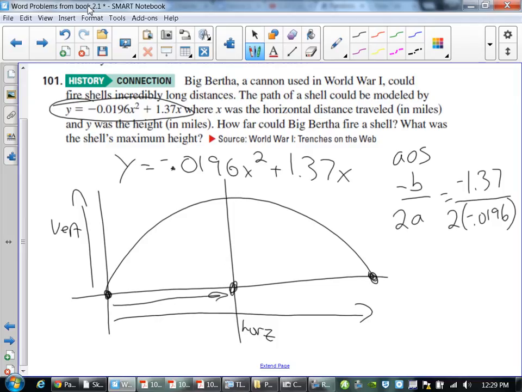Wait, but I thought it asked for... It does. To get the height, that value of x that you find, you just substitute back in. There's how high it shot up. The other way you can do this is with your calculator, and I was going to show you both ways.